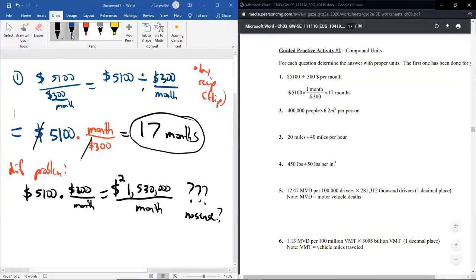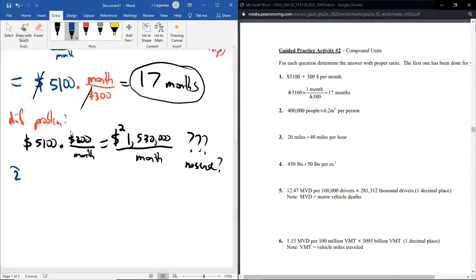All right, rant aside. Number 2, the one that hasn't been done yet. 400,000 people times 6.2 meters squared per person. So a meter squared is a type of area, so this meters squared per person is a population density. It's talking about how much room each person gets. And then it's saying, what if we have 400,000 people? How much room do we need in total?